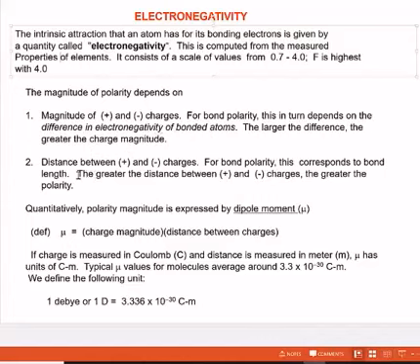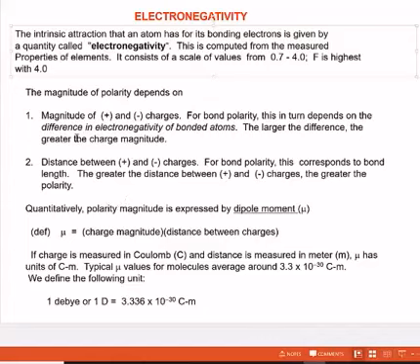But as well, there's another factor here. It depends on how far apart the positive and negative charges are. The farther apart they are, the greater the polarity. Now, if you're talking about bond polarity, this will correspond to the bond length. Some bond lengths are shorter, some are longer than others. And if you have a polar bond, the longer the bond, that's a factor contributing to a greater polarity.